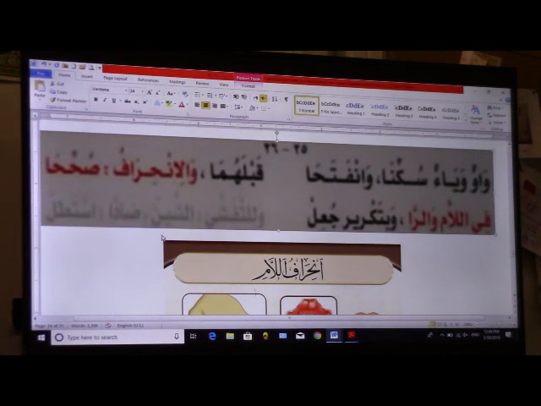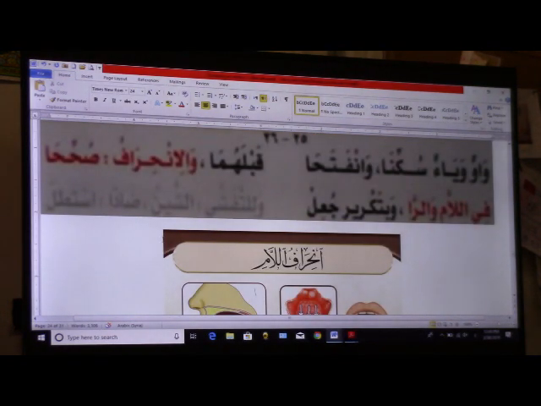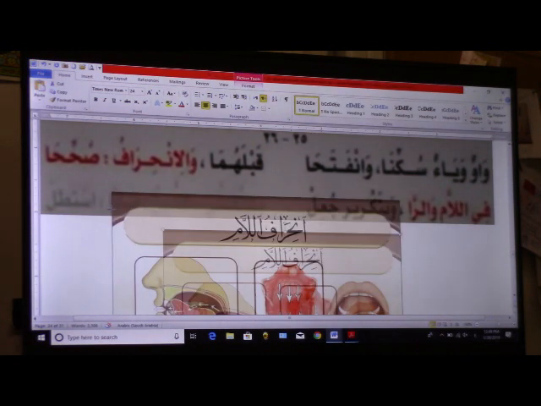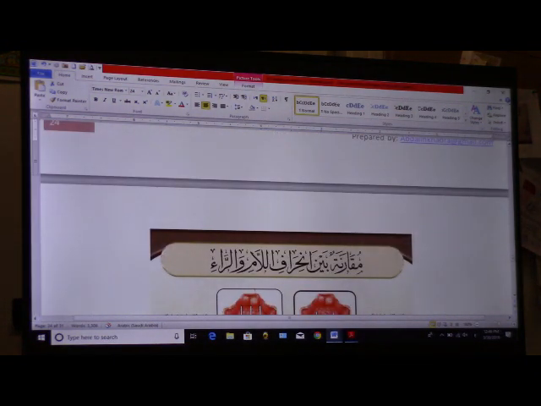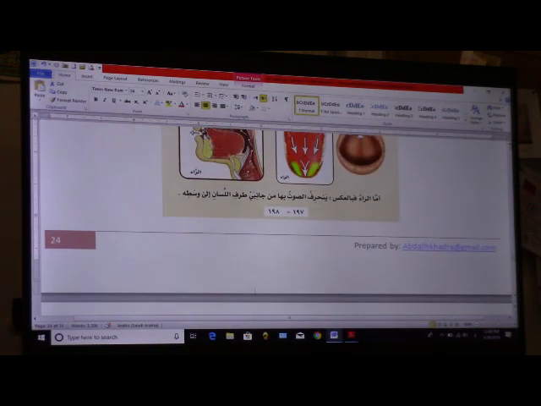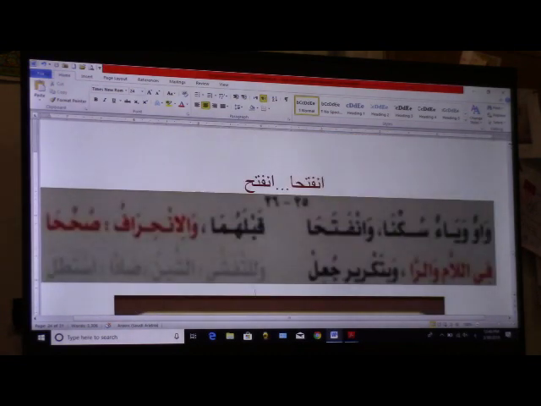So صحيحة is originally what? Is originally like this, صحيحة. Right? And in فتحة is originally just... In فتحة is originally what? So صحيحة means has been made correct. والانحراف صحيحة means الانحراف is correct, means is existent where? في اللام والرا. والانحراف صحيحة في اللام والراء. That's it. That's the next صفة. والانحراف صحح في اللام والراء.